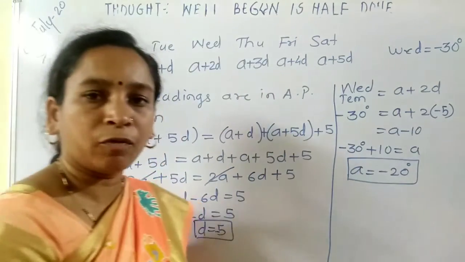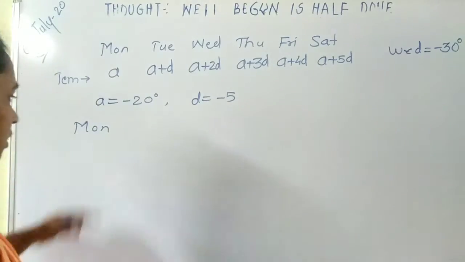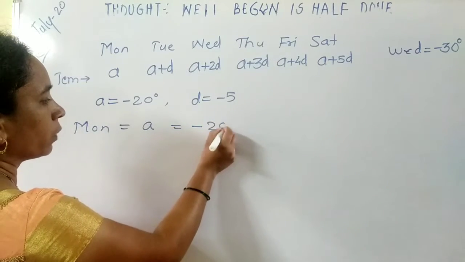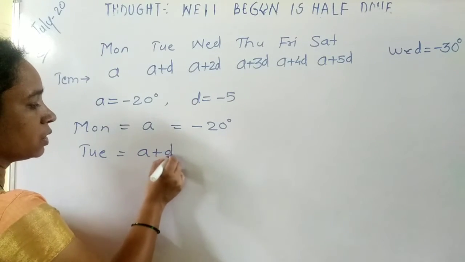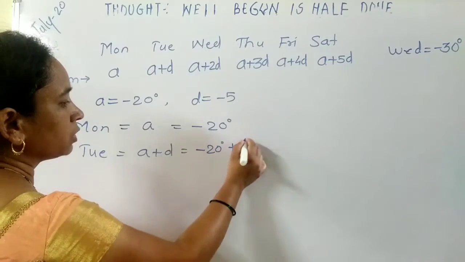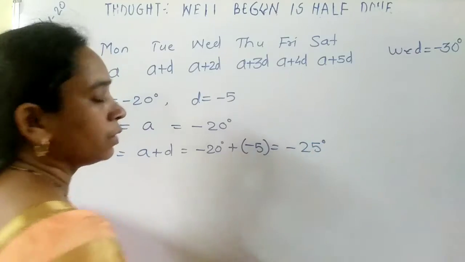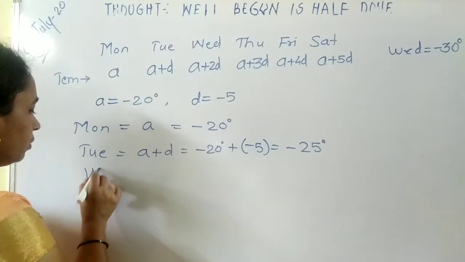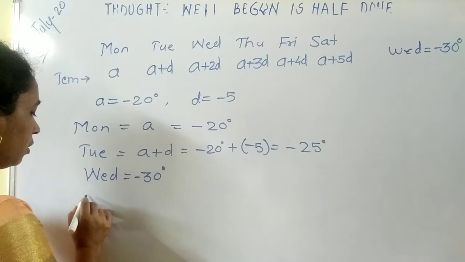So in this way we have found A's and D's value. Now we'll find out the temperatures. Monday's temperature is A, that means negative 20 degree. Tuesday is A plus D. A's value is minus 20 degree plus D's value minus 5. If we add it, we will get minus 25 degree, because they have the same sign, we have to add. Wednesday is given, negative 30 degree.